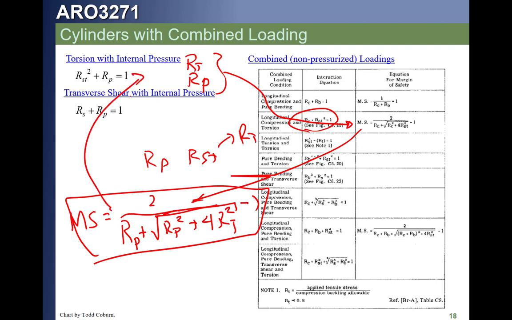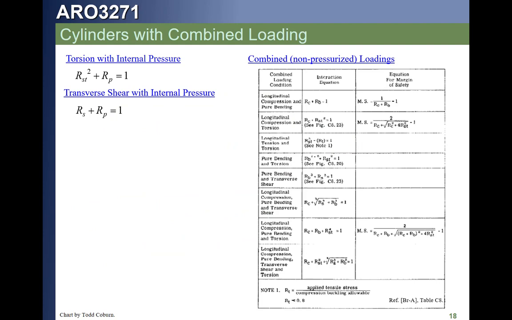If we have transverse shear with internal pressure, the same exact equation applies, except when we get our KT for torsion, we're going to multiply it by 1.25 to get our K for transverse shear. And then everything else is the same.